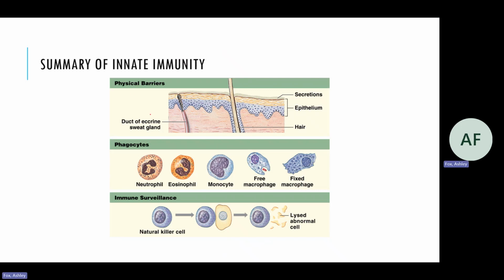So just linking physical barriers, secretions on your skin, your phagocytes, your neutrophils, your eosinophils, monocytes that become macrophages, and then you have the free ones that are free roaming, and you have the ones that stay in the spot. Then you have your natural killer cells that'll kill cells that are either cancerous or infected with intracellular pathogens.